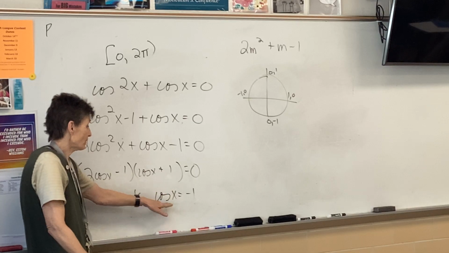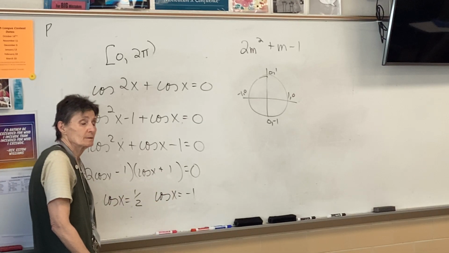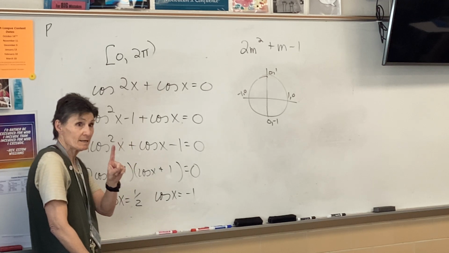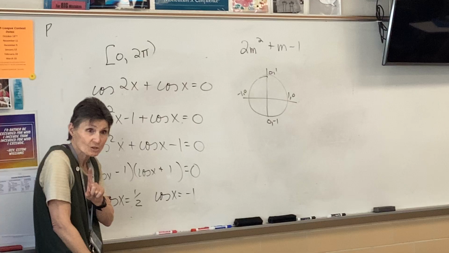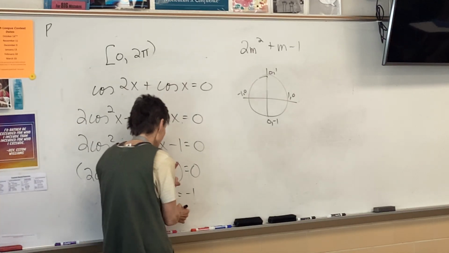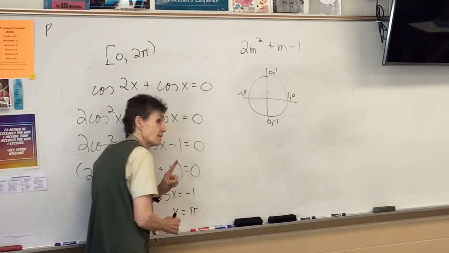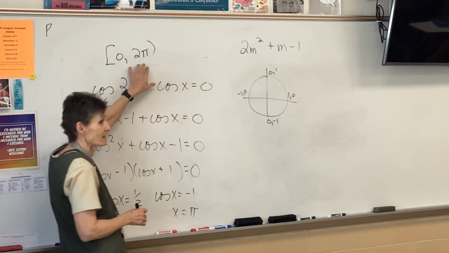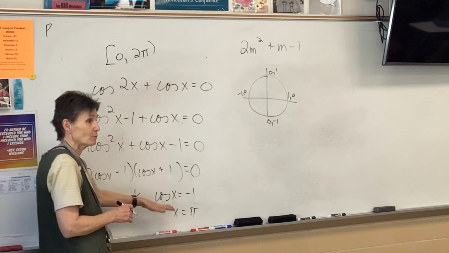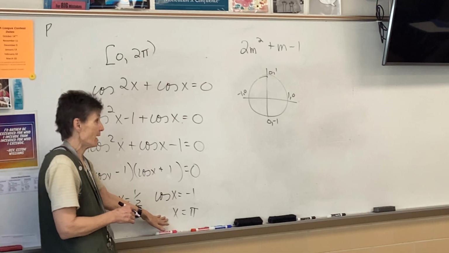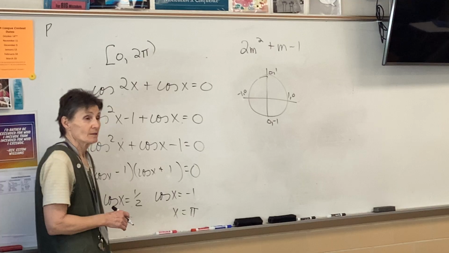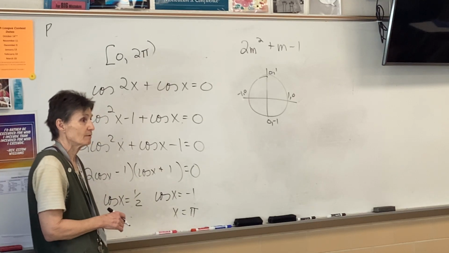Now, where is cosine negative 1? Well, 180, but we're in radians, so we'll say pi. It is 180, that is absolutely correct, that's the right spot. But since we're supposed to be answering in radians, we won't say 180, we'll say pi. That is the only place where the cosine is -1.